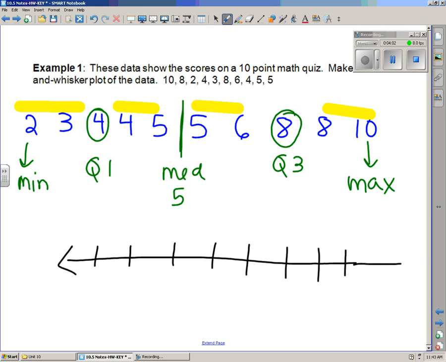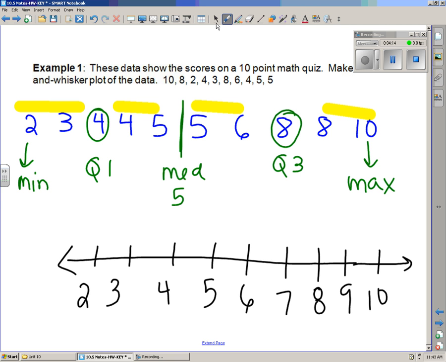And then I've got 10. So on a number line, 2, 3, 4, 5, 6, 7, 8, 9, 10. The instructions say that I need to plot all of those 5 data points. So I'm going to do that now. You can do it on the number line. I'm going to go with mine a little bit above the number line.